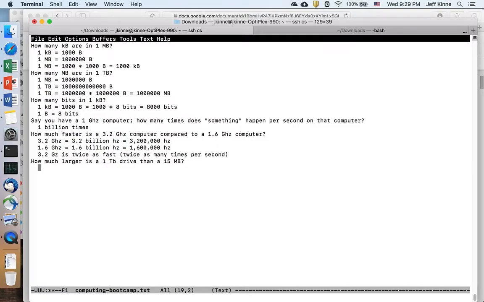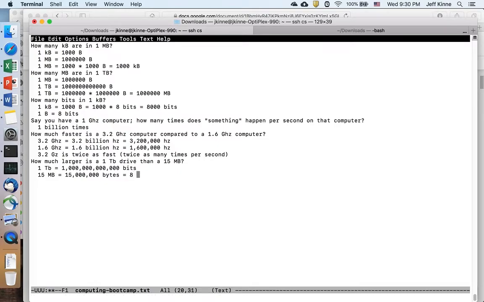All right, a terabit hard drive. So 1 terabit is 1 trillion bits. 15 megabytes is 15 million bytes. But how many bits is that?